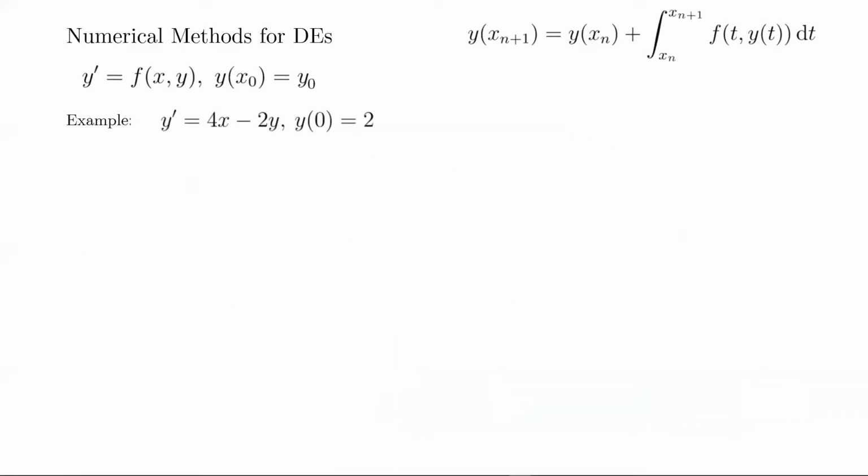Okay, let's look at another example now. So this ODE y prime equals 4x minus 2y with the initial condition when x equals 0, y equals 2. Okay, so the exact solution, again, you can figure out the exact solution to this equation. It's a linear equation, so you can solve it using an integrating factor. But the exact solution to this ODE, or this initial value problem, is 3e to the negative 2x plus 2x minus 1.